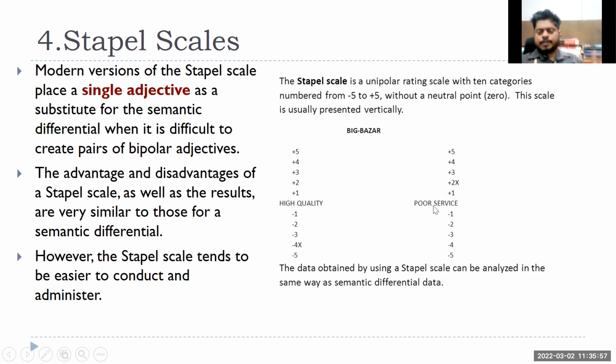So the difference between this one and the semantic differential is that there you used to put two different adjectives. Here there is only one adjective, and you rate whether it is a better version of that experience or a negative experience for that adjective. This Stapel scale tends to be easier to conduct and administer because we are using one adjective, right? We do not have to always find the synonym or antonym, or the two bipolar adjectives. Only with one definition, one adjective, we can conduct the test.